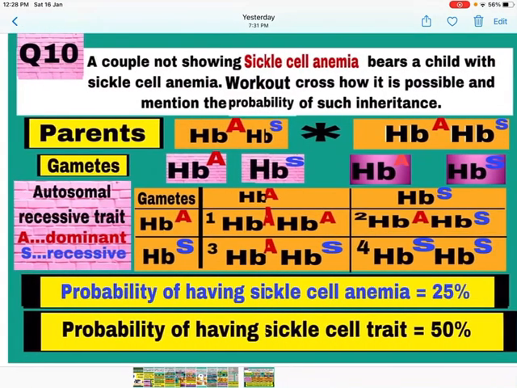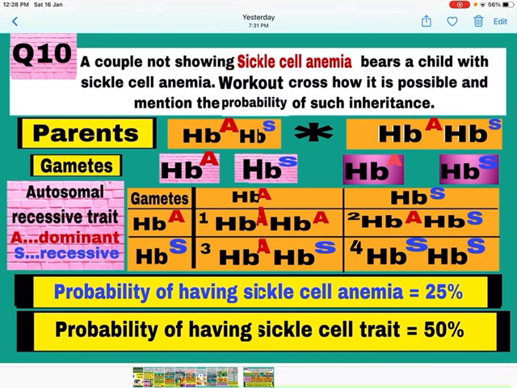So that's how you can do this. क्वेश्चन नंबर 10, a couple not showing sickle cell anemia. कपल में सिकल सेल एनीमिया नहीं है, it is an autosomal recessive trait. यहाँ पर A डोमिनेंट शो कर रहा है और S रिसेसिव शो कर रहा है। Couple is not showing sickle cell anemia but having a child with sickle cell anemia. Work out cross, how it is possible and mention the probability of such inheritance. So first of all write the genotype of the parents, HbA and HbS दोनों parents का होगा, carrier होंगे दोनों parents sickle cell anemia के लिए.